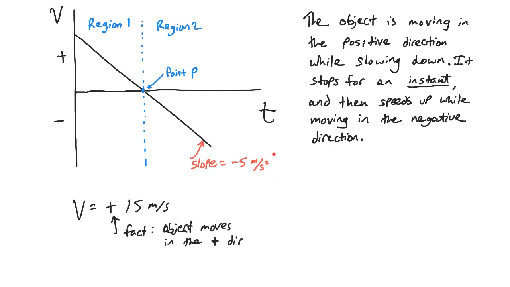Now, I did put a value on here for the slope. I'm just giving you some number, -5 meters per second squared. You can tell it's a negatively sloping line here. And I'm doing that because I've got an important question for you about point P on the graph.